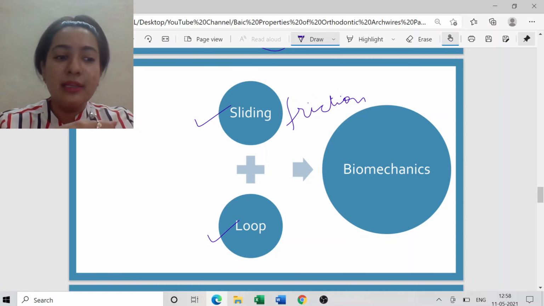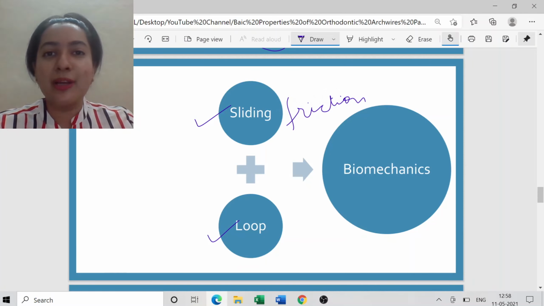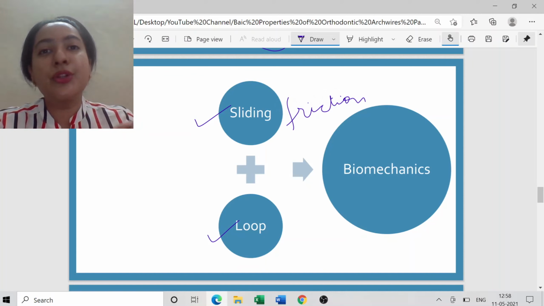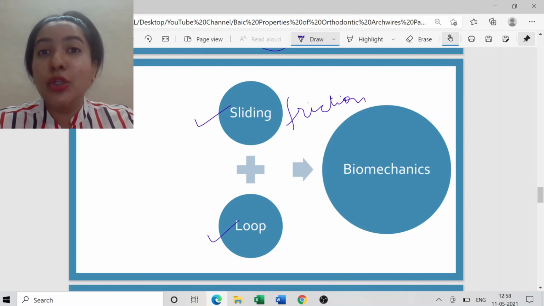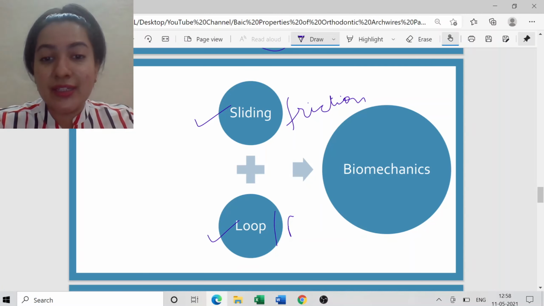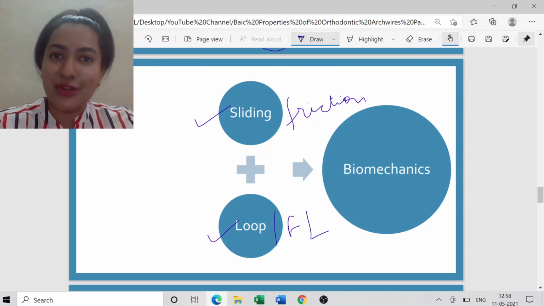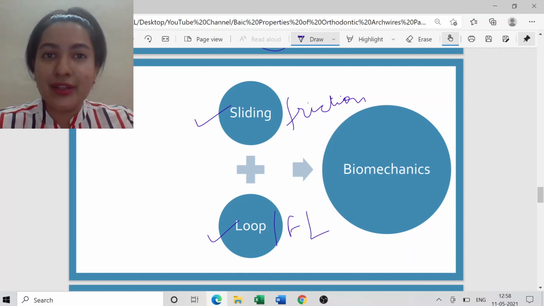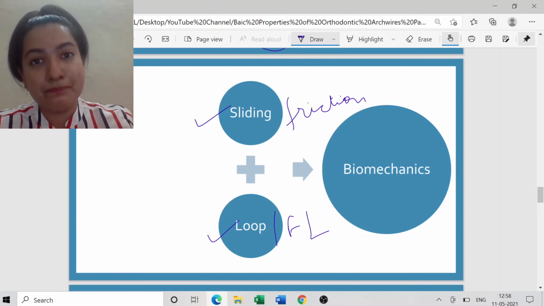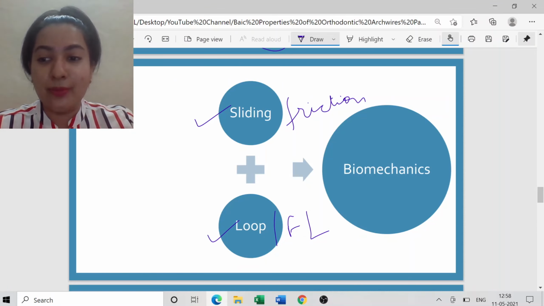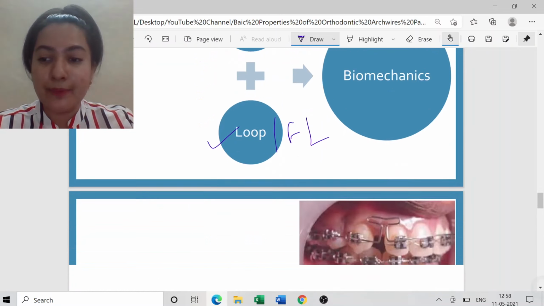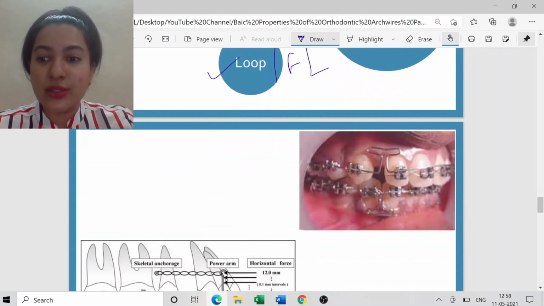So basically the amount of force applied has to overcome the friction first, so that tooth movement can occur. Loop mechanics is known as frictionless mechanics, that is, no friction is generated. If no friction is generated, the entire amount of force gets concentrated on tooth movement only. These are the basics in biomechanics, where there are two kinds of technique. I'll just quickly show you the figures of each.